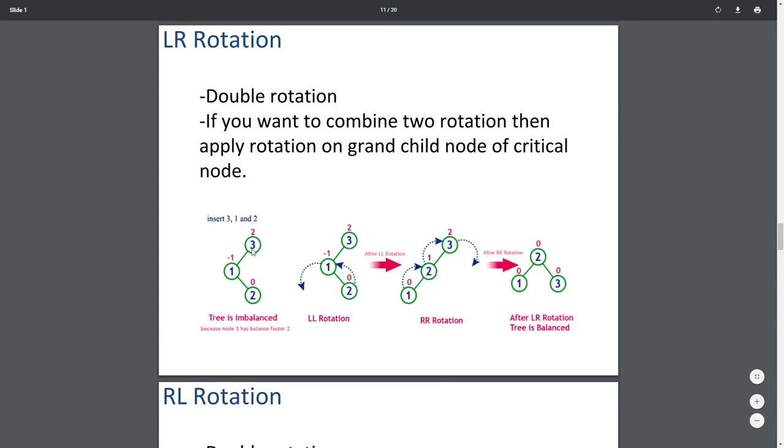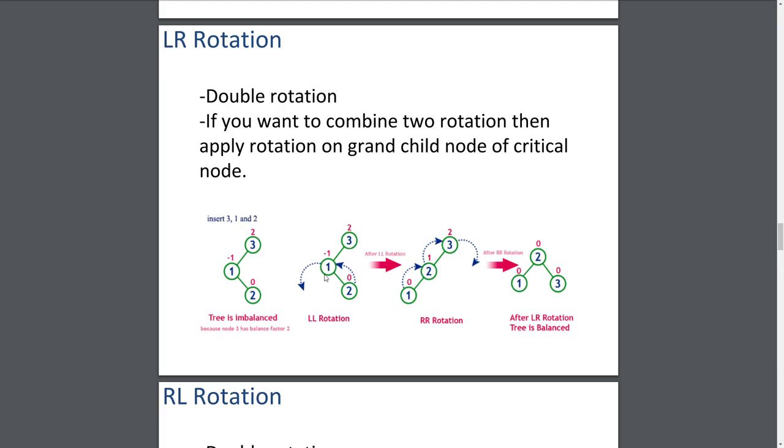Now this 3 is the critical node because it has balance factor 2, and the new node is inserted 2 because the last insertion was 2. So the new node is inserted at the right part of the left subtree. Okay, right part of left subtree. So it's LR rotation. First we have to apply L rotation. LL rotation is a single rotation, and we have to apply it on its critical node.